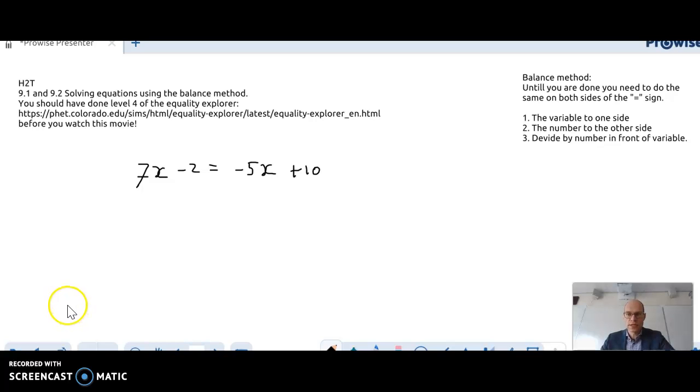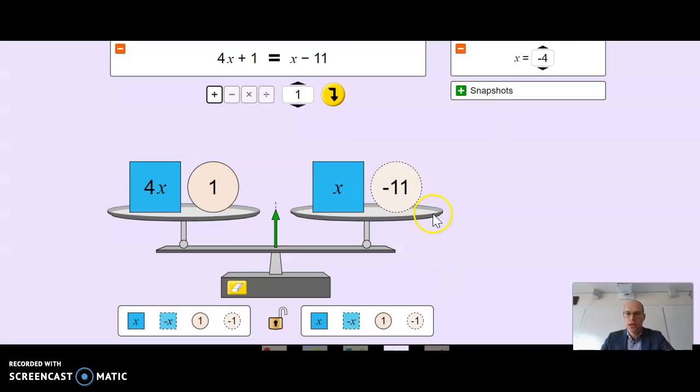If you remember, last lesson we did the website, and you should have done level 4 of that. Then you basically understand what is going on with the balance method. Just to make sure you remember everything, this was it. How do we do this? Well, we need to make sure that the variable, the x, is on one side and the numbers are on the other side. And if you do the same thing on the left and the right side, it keeps on being balanced.